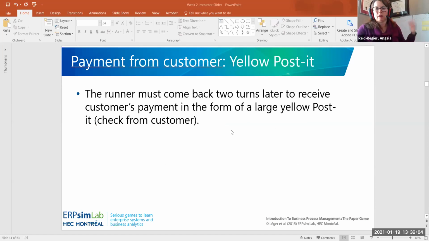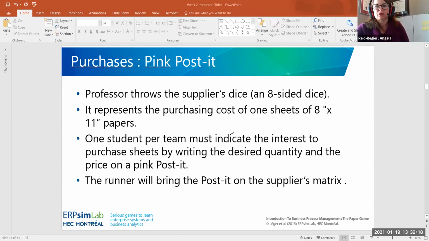So when those 2 times away come up, then the customer will pay us. We will denote that on this yellow sticky note, and that's their payment to us, a check from the customer. Then we said we would roll the dice to see how much it would cost us to pay for the raw materials.